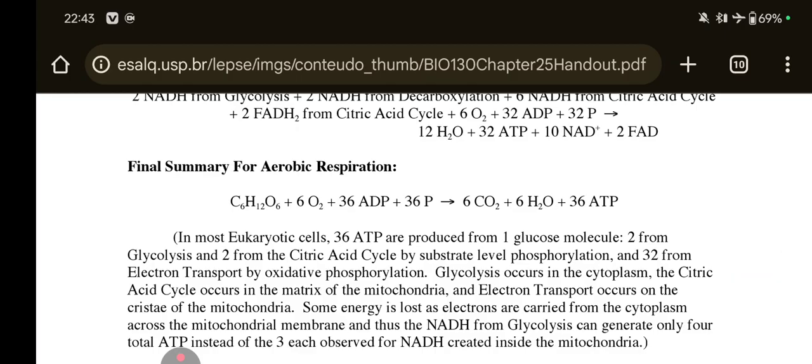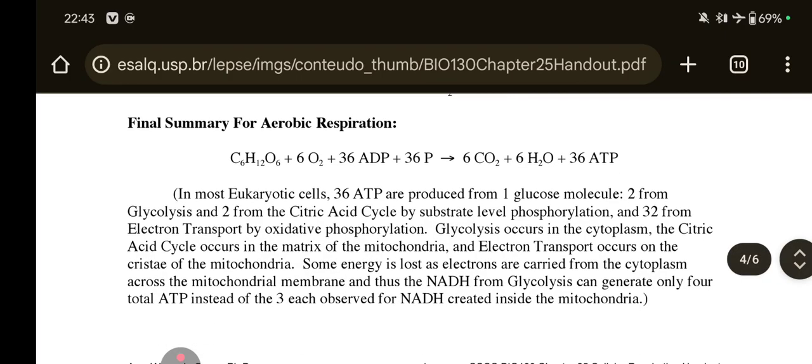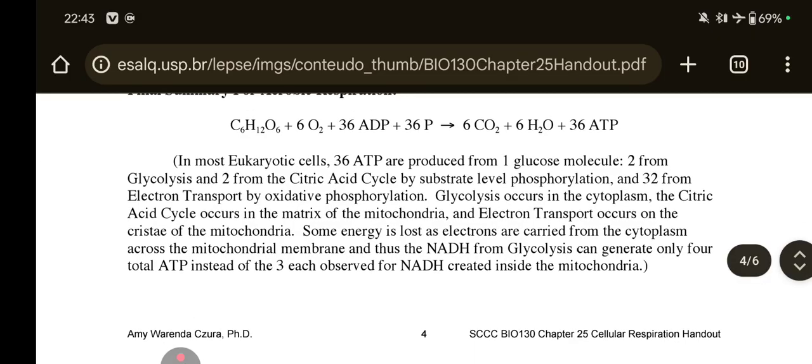Final summary for aerobic respiration: C6H12O6 plus 6 O2 plus 36 ADP plus 36 P gives 6 CO2 plus 6 H2O plus 36 ATP.